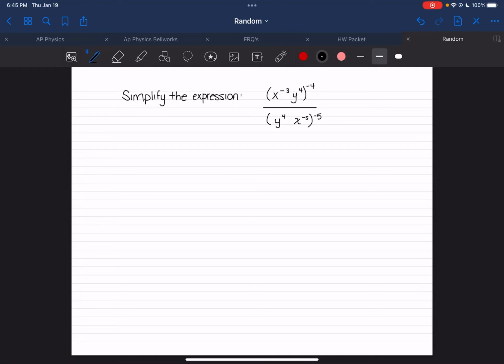Hey guys, today we are going to be doing this problem, and I'm just going to walk you through how I would solve it, and let's really just get to it.